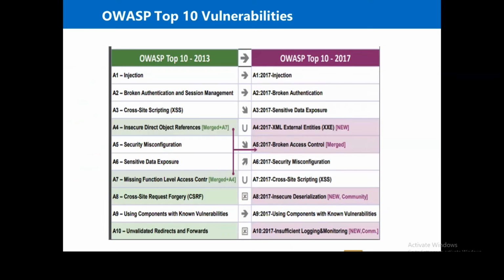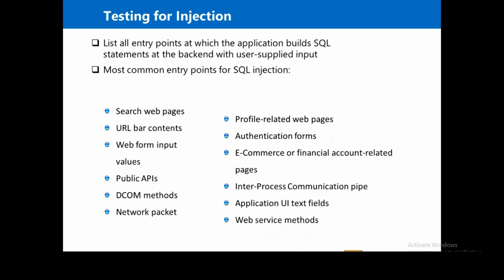OWASP.org is a very powerful resource that you can leverage for your web application penetration testing. So let's start with testing for injection. How do you look up injection? Injection can be SQL injection, can be command line injection, and more recently cross-site scripting has been merged as part of SQL injection.